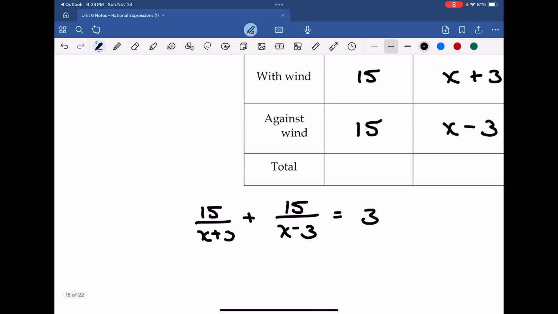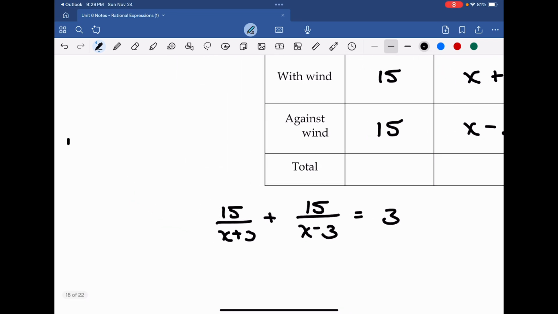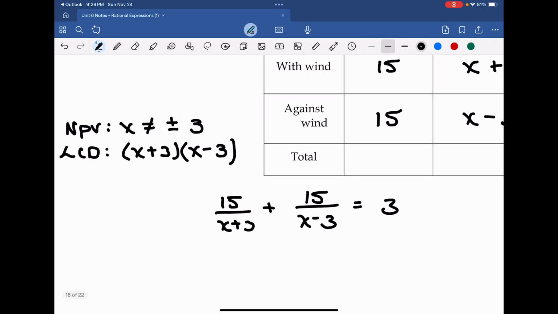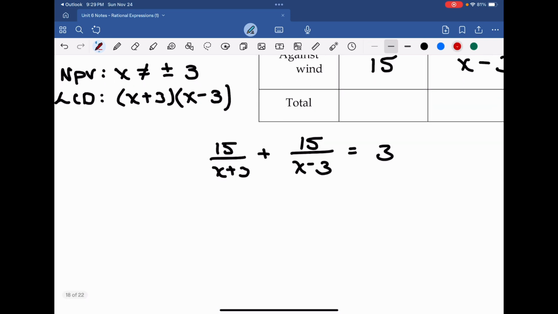Now we want to use our extra space here to create an NPV statement. So we're going to write NPV where x cannot equal plus or minus 3 in this situation, because if it's plus or minus 3, it will knock out that denominator, and that's not our intention here. The other thing we need to discuss is our LCD, and again, it's one of each of the unique factors. So x plus 3 is one of them, x minus 3 is the other. Now we have our terms that we can multiply to both sides here.